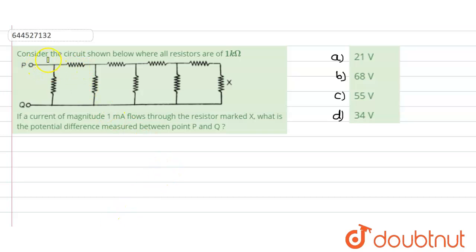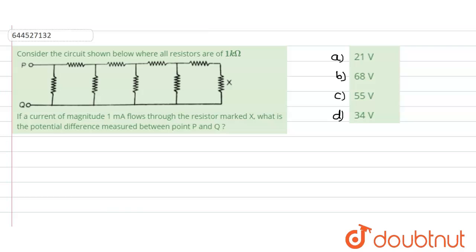Hello everyone, let us start with our question. In this question, what is given is: consider the circuit shown below, where all the resistances are of 1 kilo ohm. Now we need to find, if a current of 1 milliampere flows through the resistance marked X, what is the potential difference measured between P and Q? We need to find the potential difference across P and Q.